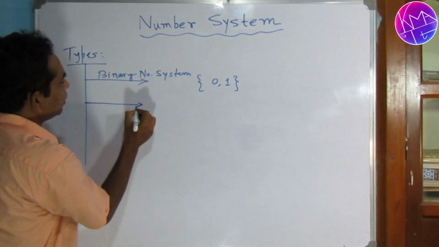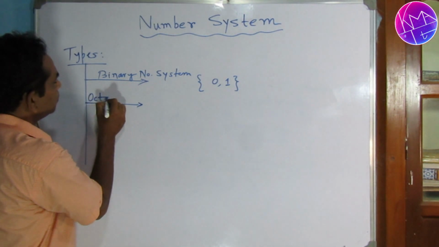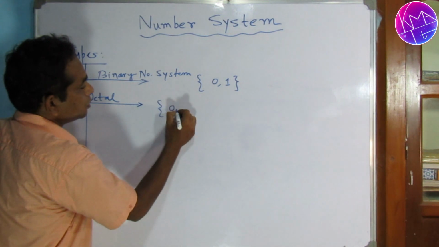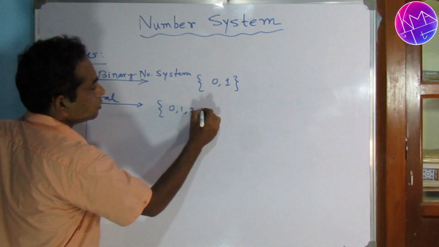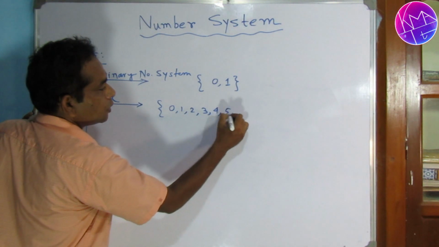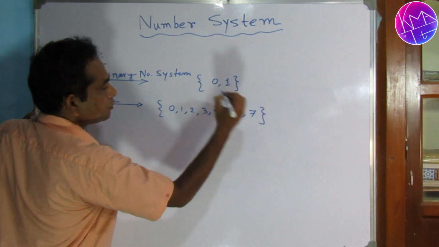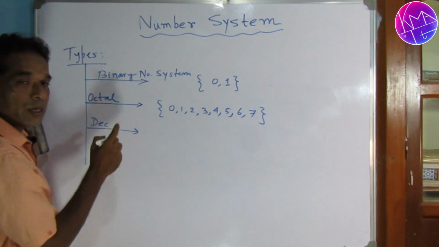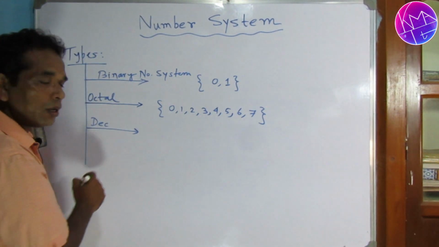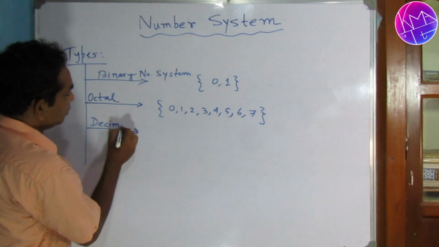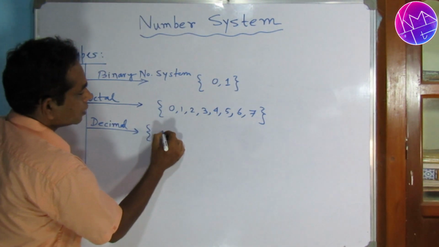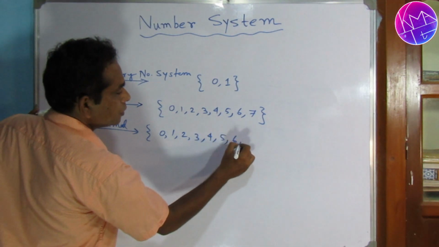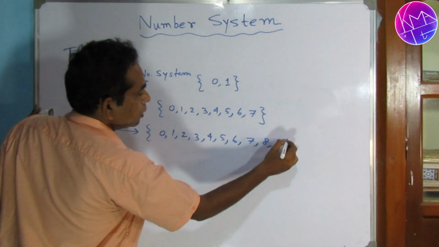Next is octal number system, which is containing 0, 1, 2, 3, 4, 5, 6 and 7. Next is decimal, with which we are habituated from our childhood level. Decimal number system is containing 0, 1, 2, 3, 4, 5, 6, 7, 8 and 9.